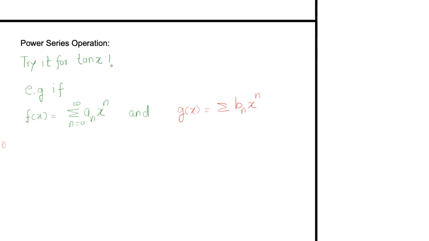Now we can add these two series algebraically, like f of x plus g of x, and that will be equal to summation over n of (a n plus b n) x to the power n. This kind of algebraic manipulation of the two series is called term-wise addition.